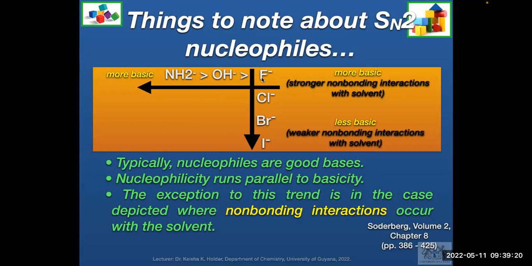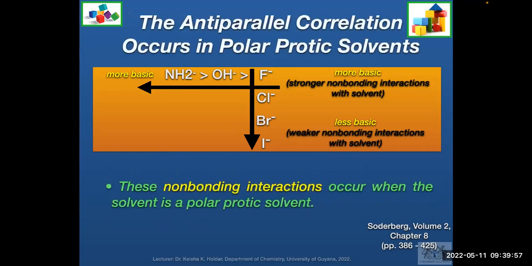So we know that fluoride would actually be a stronger conjugate base than iodide would be. So our expectation would be then that fluoride would be a better nucleophile. However, in the context that is before us, we are seeing that that is not the case. And so the correlation is antiparallel. This antiparallel correlation is resulting from the presence of non-bonding interactions with the solvent. So let's just give a little bit more attention to that so that we can see what's going on.